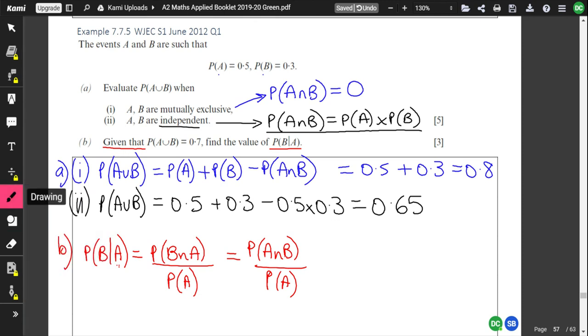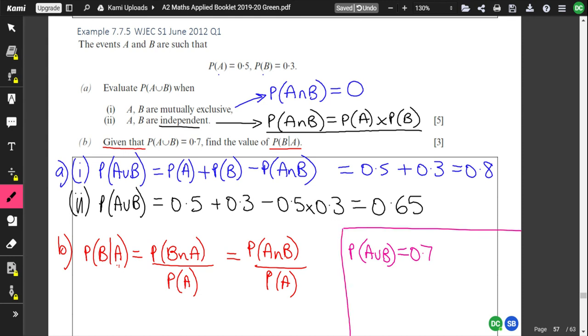Well, look at what we've been given. We've been given that the A union B probability is 0.7. In part B, we don't know if A and B are mutually exclusive or independent. We don't know. That's been left behind in part A. So let's put this into the addition rule formula.